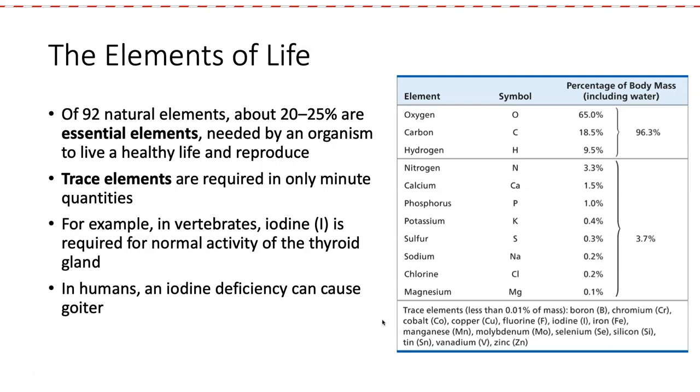In vertebrates, that's anything with a backbone, iodine is absolutely necessary for the thyroid gland to work properly, and the thyroid gland is very important in your metabolism. If you lack iodine, then you can get a disease called goiter, and you definitely do not want to have goiter. It's very uncomfortable and painful, and it's a swelling of the thyroid gland, a large lump in your neck. That's one of the reasons why they put iodine in table salt.